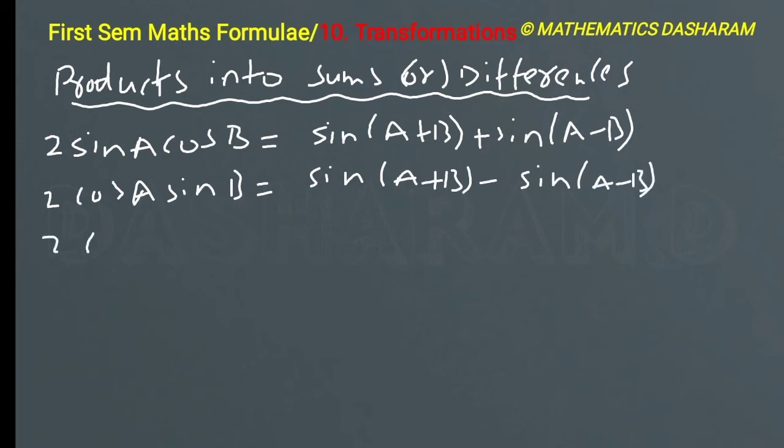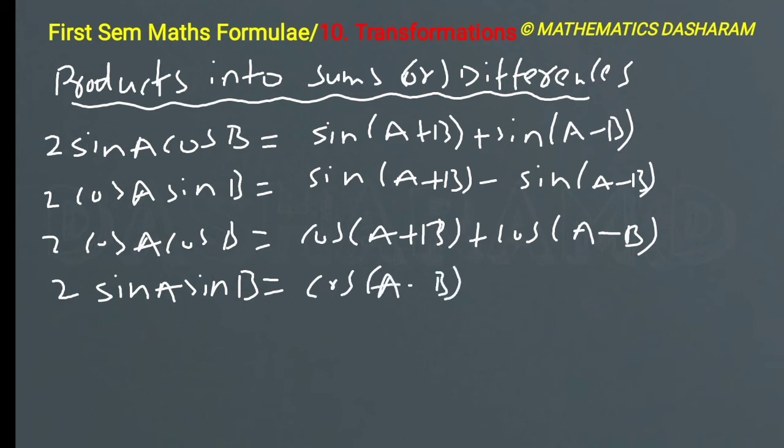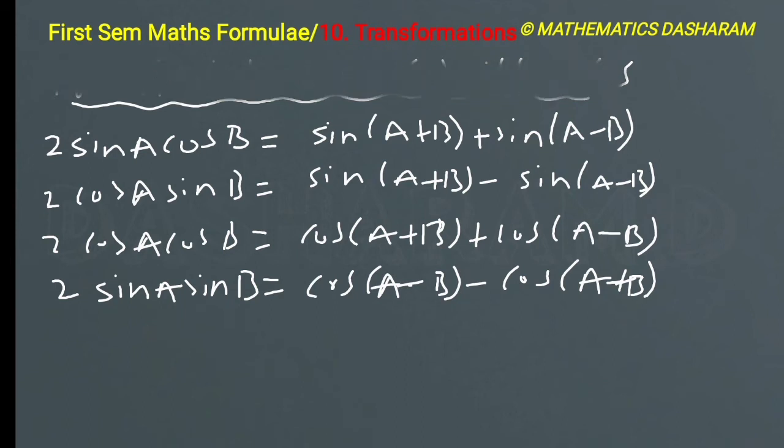Next, the third product: 2 cos A into cos B equals cos(A plus B) plus cos(A minus B). And the fourth product is 2 sin A into sin B equals cos(A minus B) minus cos(A plus B). So these four are products transformed to sums or differences. So now reverse: sums or differences transformed into products.